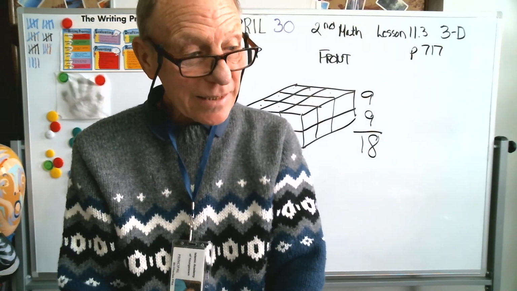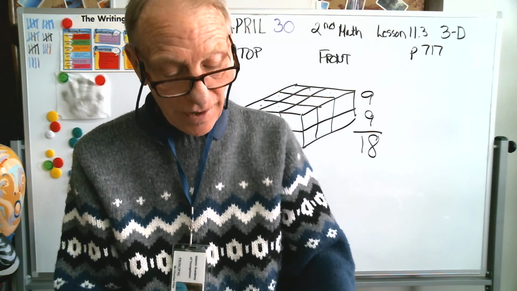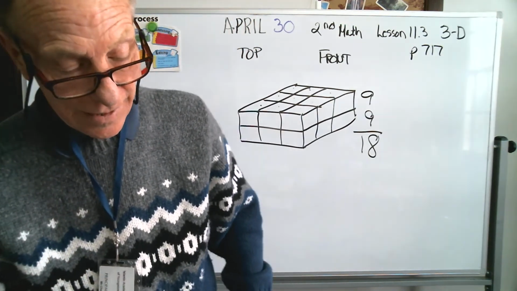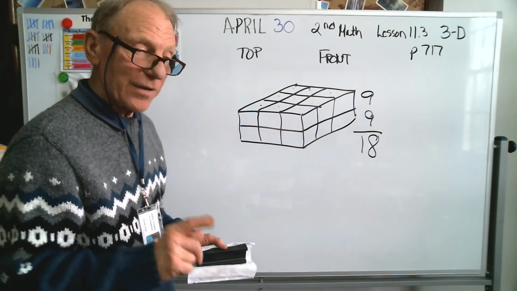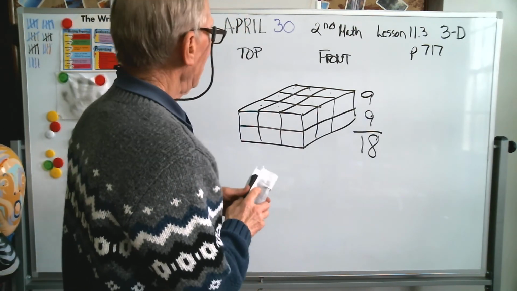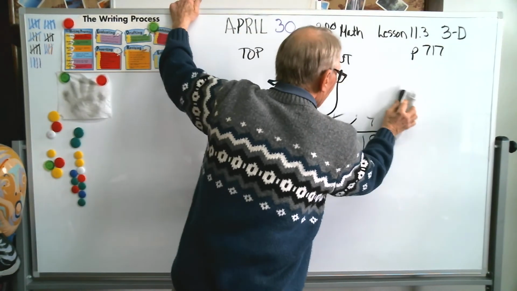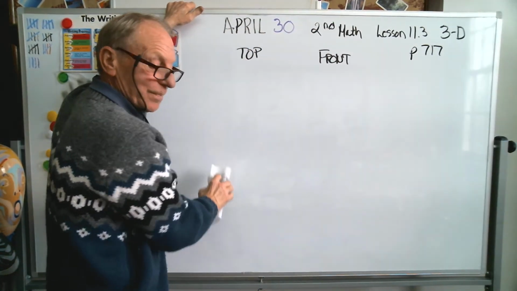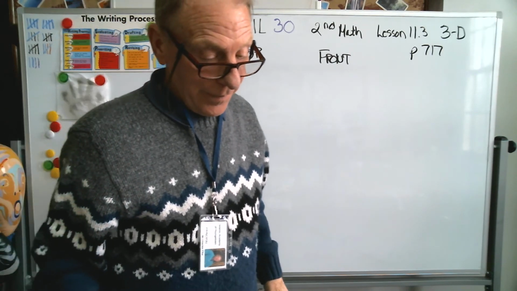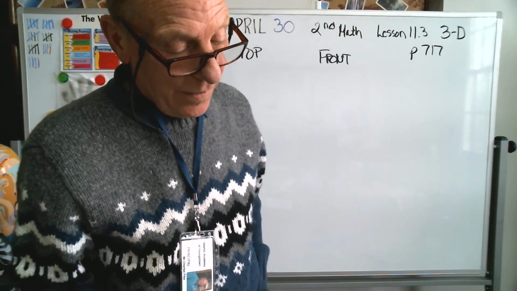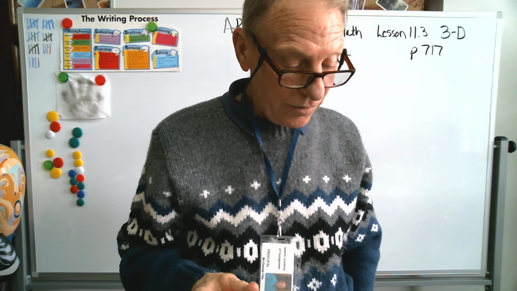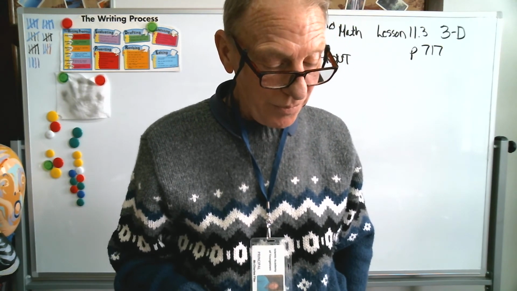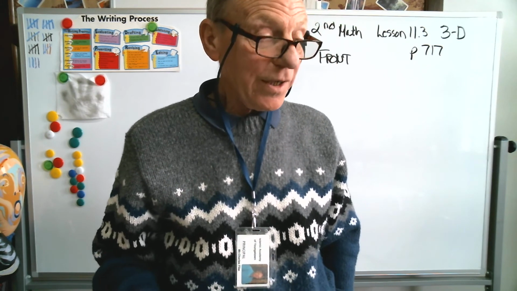It really is helpful if you are able to draw. On 720, the next page, they've done that for you. They've shown you what it looks like when you've actually had it drawn out. And then it's asking you on number 6, Thomas built this rectangular prism. How many unit cubes did he use? Well, you just got to count them.